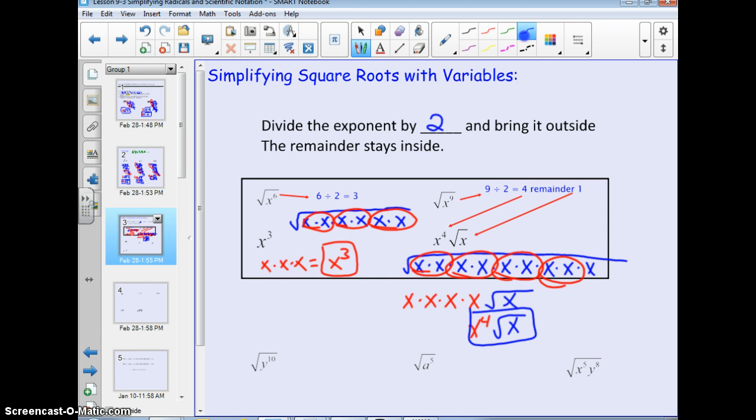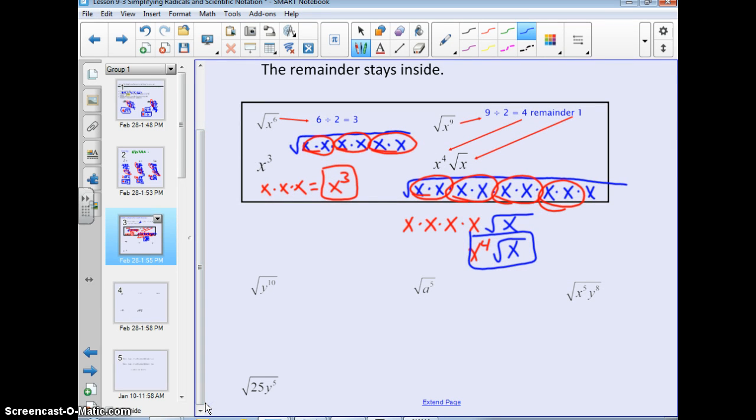Now instead of listing all those out, all we have to do is divide by 2, and then if there's any remainder, we leave one of those variables inside. So let me show you our first example. Square root of y to the 10th power. Now it's nice when we have even numbers because it means we're not going to have a remainder, right? Every even number is divisible by 2. So if we were to simplify this, we would do 10 divided by 2, and we would get y to the 5th power. Okay? That would be my final answer.